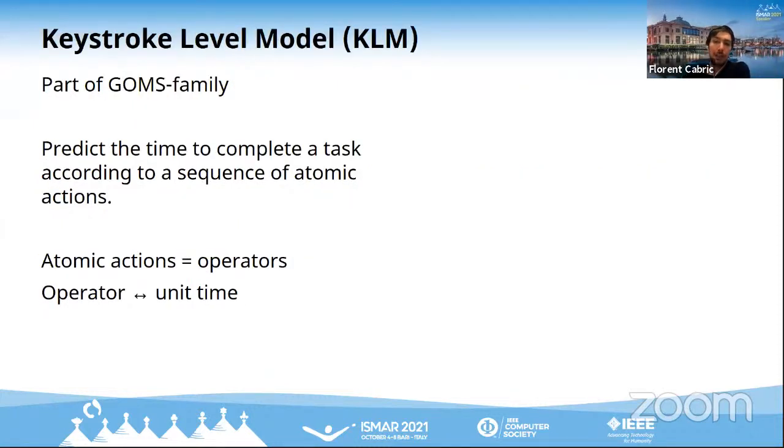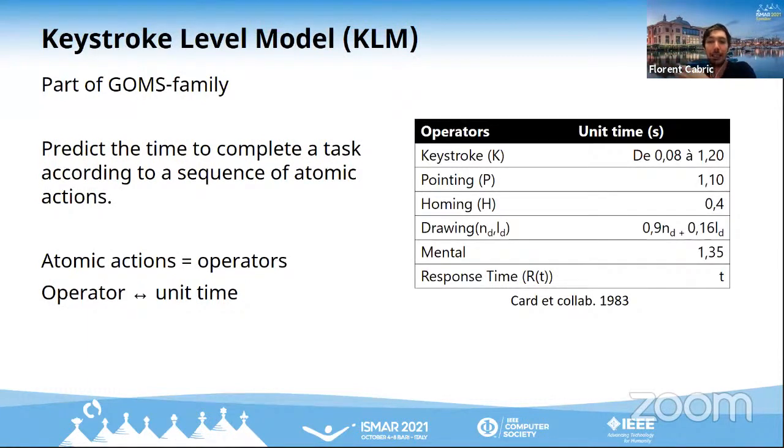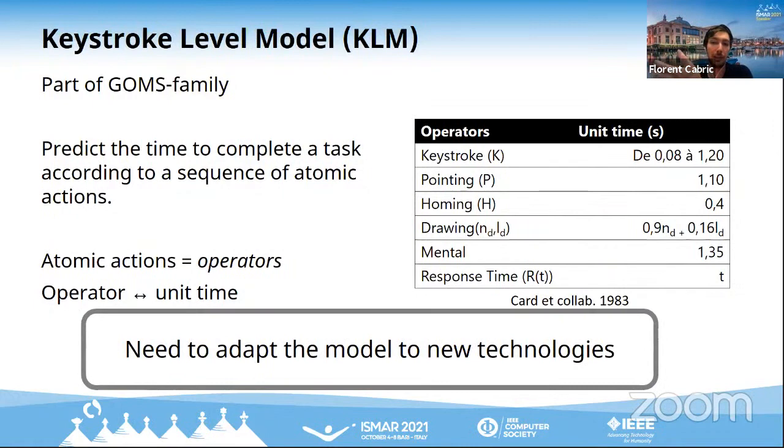The keystroke level model is part of the GOMS family. This model can predict the time to complete an interactive task. This task consists of a sequence of atomic actions. These atomic actions are called operators in KLM. Each of these operators is associated with one or more units of time. The original KLM was designed to predict completion time for interactive tasks in command line systems, but these systems are now outdated. We need to adapt the KLM model to new technologies.